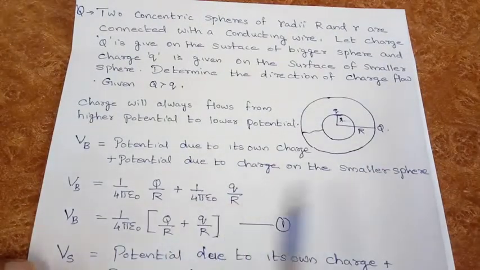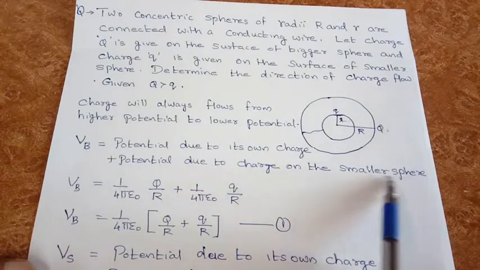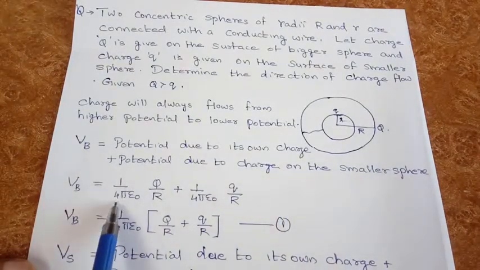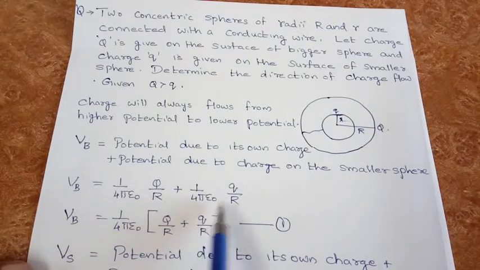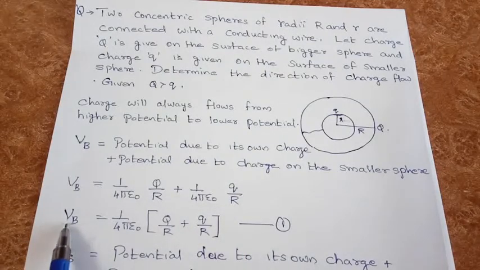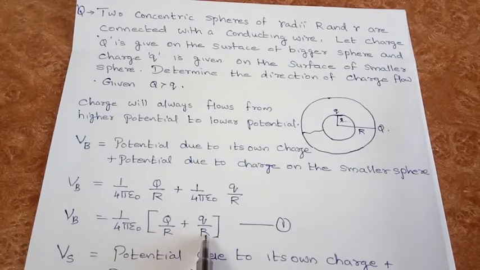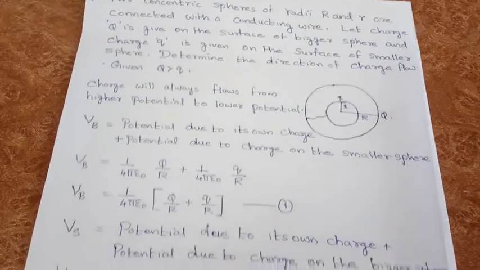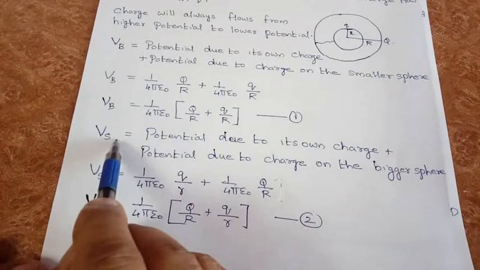So there are two potentials on the surface of the bigger sphere, potential due to its own charge plus potential due to charge on the smaller sphere. Therefore it will be 1 by 4 pi epsilon 0 capital Q divided by capital R plus 1 by 4 pi epsilon 0 small q divided by capital R. Therefore total potential of the bigger sphere will be 1 by 4 pi epsilon 0 times capital Q divided by capital R plus small q divided by capital R. Put as equation number 1.